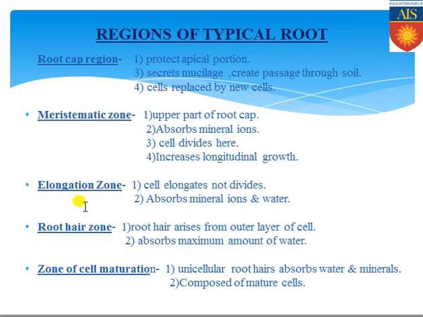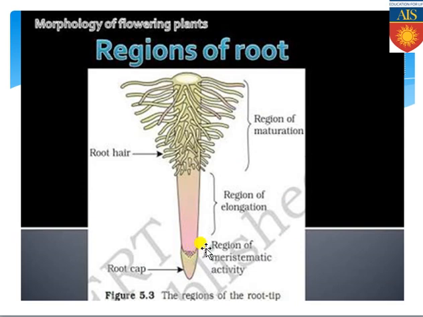Just above the meristematic zone, if you see carefully, there is a lengthier portion known as the elongation zone, because the cells present in this zone are not dividing at all, rather they are elongating in size, and they are responsible for absorbing mineral ions and water. So this zone is considered the elongation zone. You can see just above the region of meristematic activity, there is a pink colored portion. This is the region of elongation, where the cells are not dividing at all, rather they are increasing their length, and overall the length or height of the root gets enhanced.